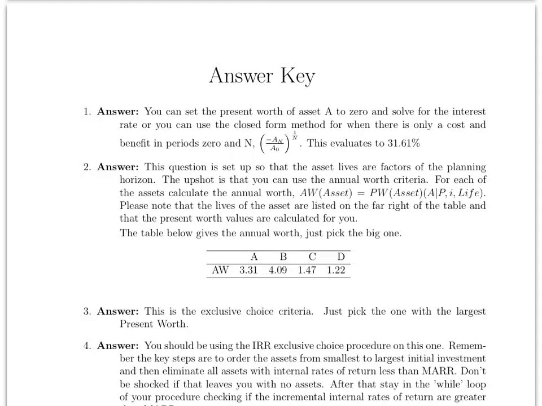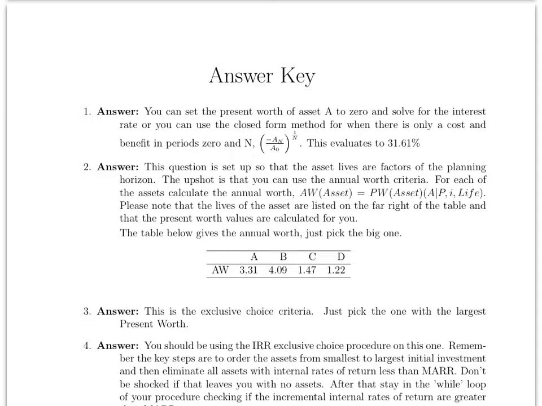So here we are back with some calculation results. You can see that when we were calculating the internal rate of return of asset A, it ended up being 31.61%, which is greater than 20. That's why we can include it in question 4. And when we calculated all those annual worths for question 2, it turned out that asset B had the highest annual worth, and so that's the one that we should be choosing for question 2. The method was a little bit earlier on in the video.